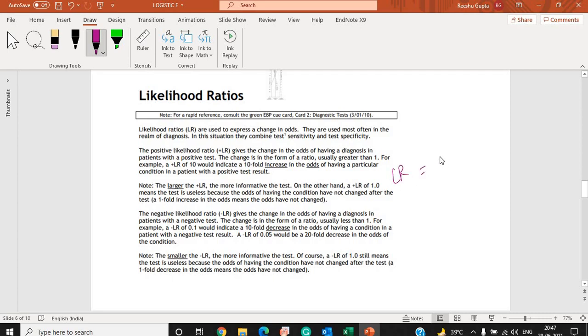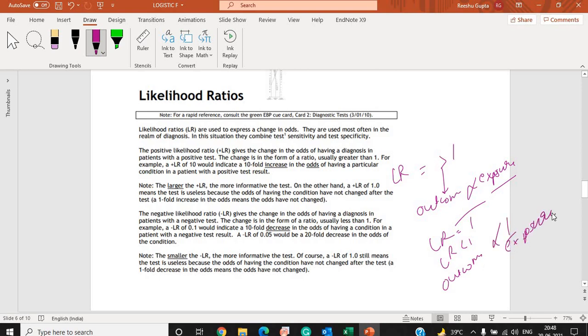Here you can see, if LR is more than 1, it means your outcome and exposure are directly correlated, and the chances are pretty high. When LR is 1, there is no correlation and the test is useless. And when LR is less than 1, your outcome and your exposure have an inverse relationship. So this is your likelihood ratio.